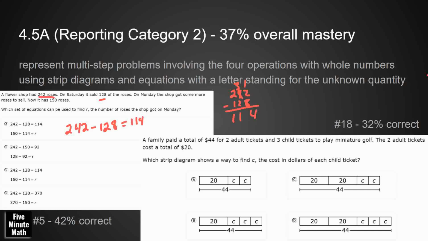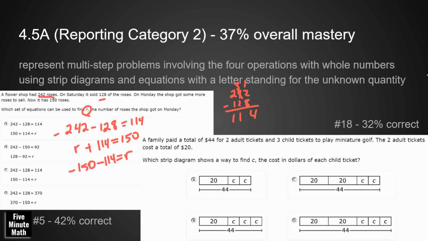Then on Monday, the shop got some more. Now it has 150. So, right, it got some more, and R is the number, so it has R more plus the 114 equals the 150. How could we actually solve for that, though? Well, we could just do a fact family, right? We can take our 150, subtract the 114, and that's going to get us our R.